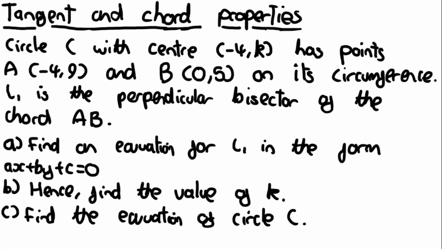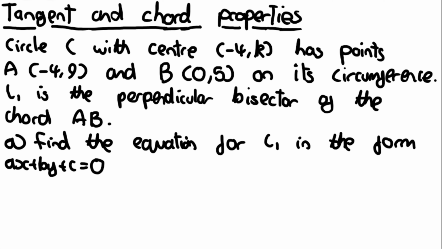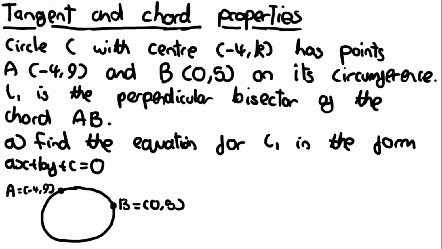So this is quite a typical question on chords and perpendicular bisectors. For part A, as I said before, I always find it helpful to draw a diagram in order to help with questions like this. We know that point A is -4, 9, and point B is 0, 5. So we'll do point A somewhere up here and point B somewhere down here. And we have the chord that connects these 2 points, and we'll say the centre is somewhere here. And we have the perpendicular bisector of this chord, which is going to look something like this, where it's going to be perpendicular, it's going to split this line into two, and this is called L1.